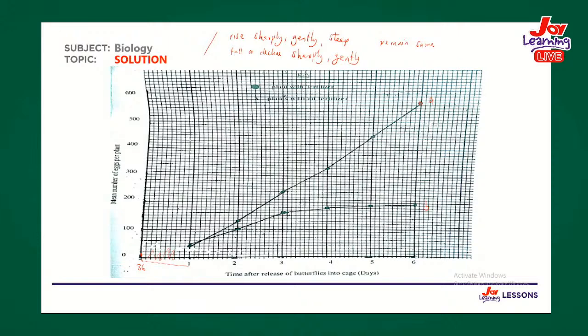So they tell you to describe it. And how do we describe it? So you say, from 1 to 6, the top one is so steep.